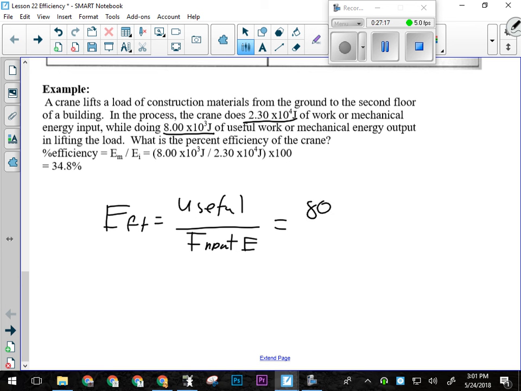So we would have then 8,000 divided by 23,000, joules and joules, right? And that's going to give us our percentage of 34.8%. It comes out to 0.348, which is 34.8%.